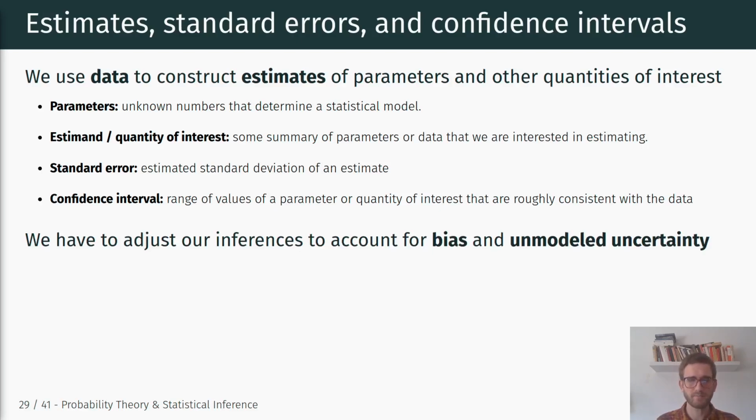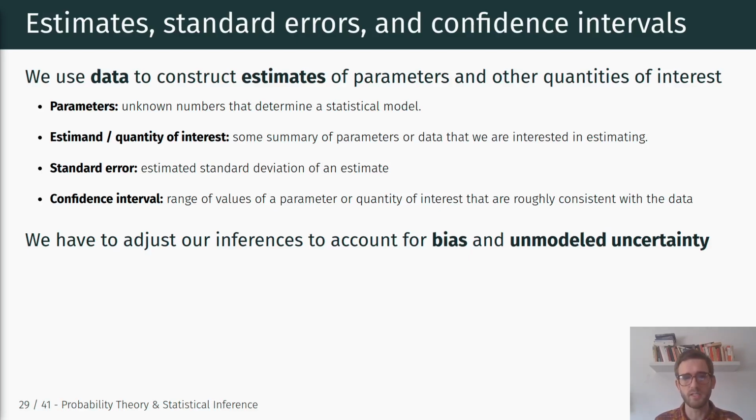Then when we construct these estimates, we compute quantities of interest, and we specify the uncertainty based on sampling uncertainty and so on. One thing that is important is that whenever we do this, we have to adjust our inferences to account for potential bias or unmodeled uncertainty.